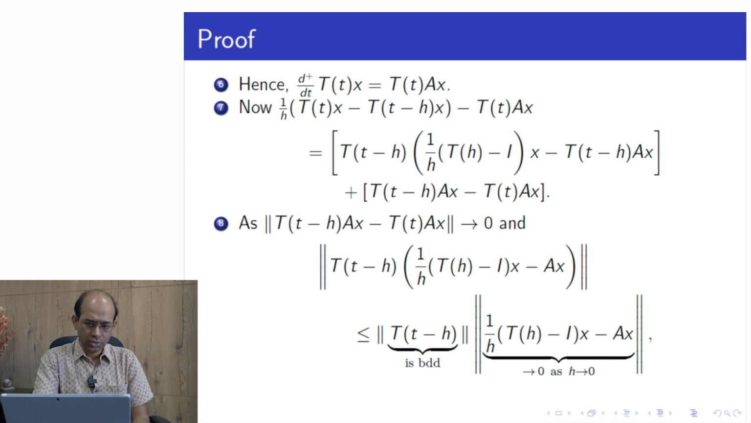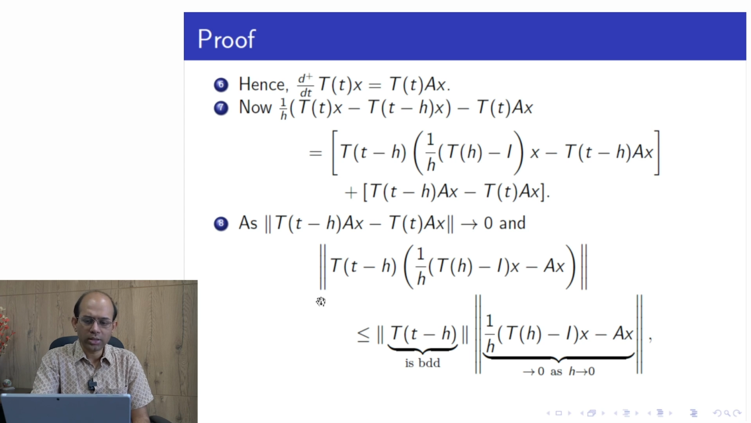Okay, so from this we know that this part would be 0. So now, if we apply the norm on all these sides, the norm of this thing is less than or equal to the norm of this plus the norm of this, using the triangle inequality. So this part goes to 0. So I just need to show that this norm also goes to 0.